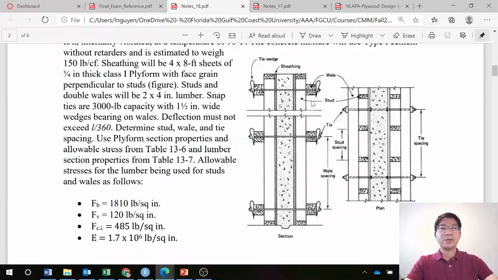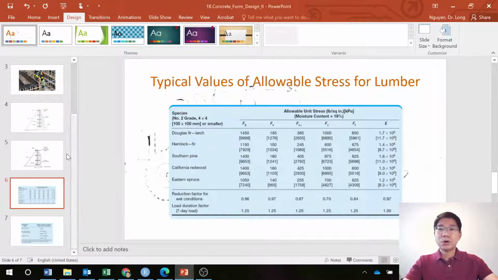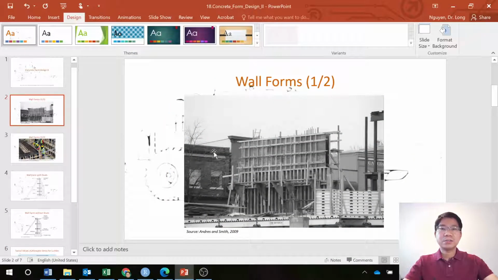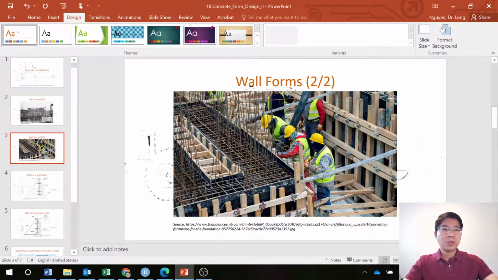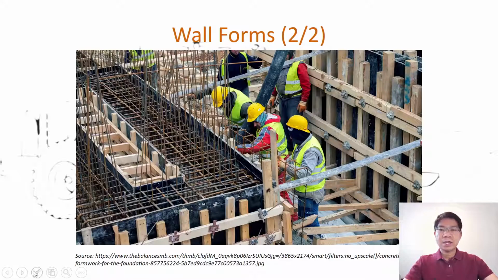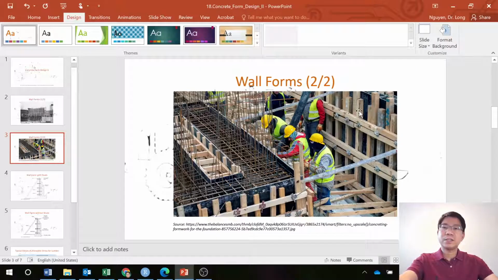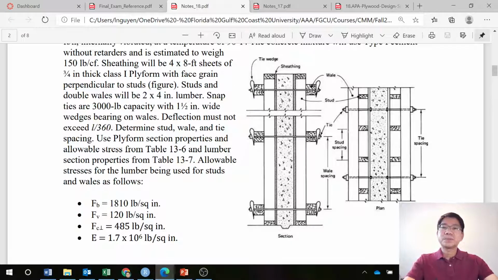So the stud, as you can see, is only one 2 by 4, and the wales are double that, so 2 by 4 but with two members, similar to the figure that we showed, where you have studs and a double member in that problem.